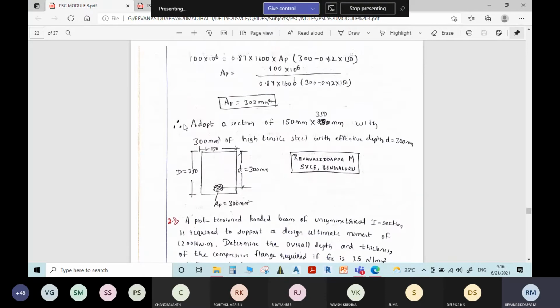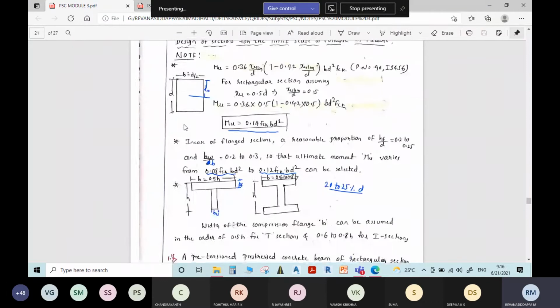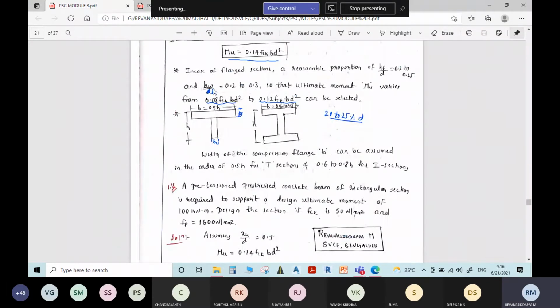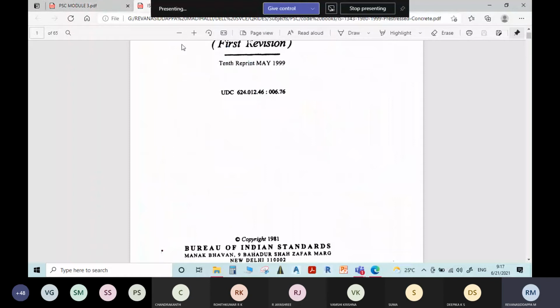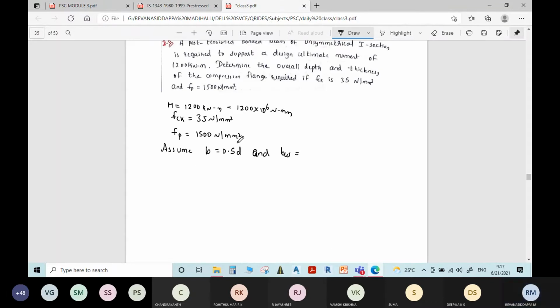Okay, I will go to the theory part here. The web width is assumed as 20 to 30% of the width of the flange. BW is equal to 0.2 to 0.3 B, guidelines. What we will do, we will assume an in-between value. Okay, we will assume 0.25 times B, and BW is equal to 0.25 B.